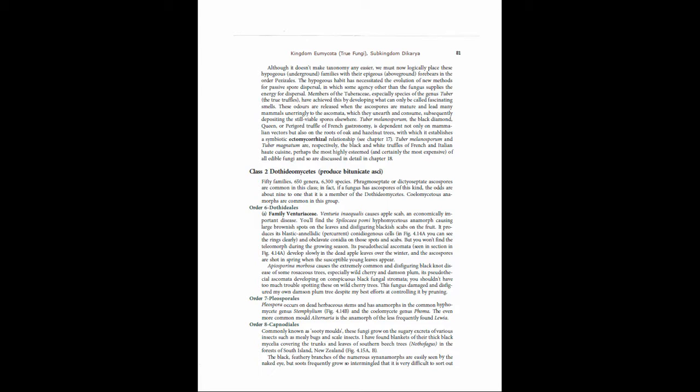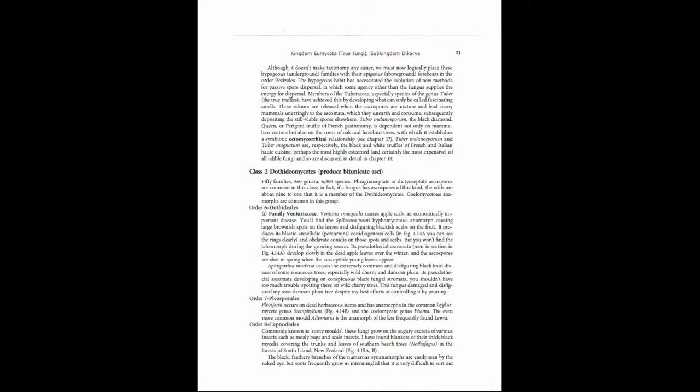Venturia inaequalis causes apple scab, an economically important disease. You'll find the Spilocaea pomi hyphomycete anamorph causing large brownish spots on the leaves and disfiguring blackish scabs on the fruit. It produces its blastic, percurrent, conidiogenous cells. In Fig 4.14a you can see the rings clearly, and obclavate conidia on those spots and scabs. But you won't find the teleomorph during the growing season. Its pseudothecial ascomata, seen in section in Fig 4.14a, develop slowly in the dead apple leaves over the winter, and the ascospores are shot in spring when the susceptible young leaves appear.